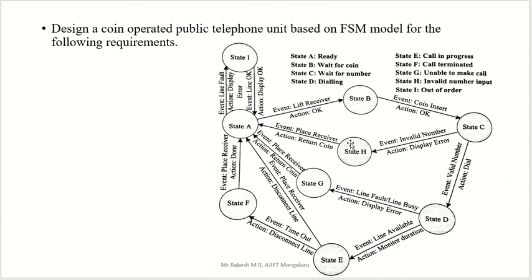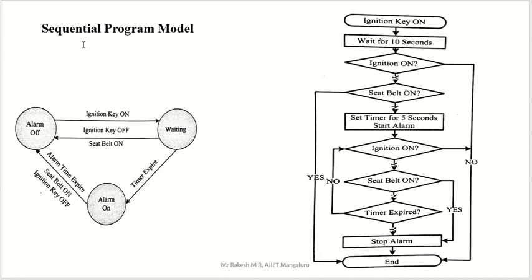Now we will see the second type of model, the sequential program model. I will mention mainly two models because these models are repeatedly asked in question papers. They ask: write a sequential program model for a seat belt warning system. We saw this example previously for the FSM model, so I am going to connect it to the sequential program model.